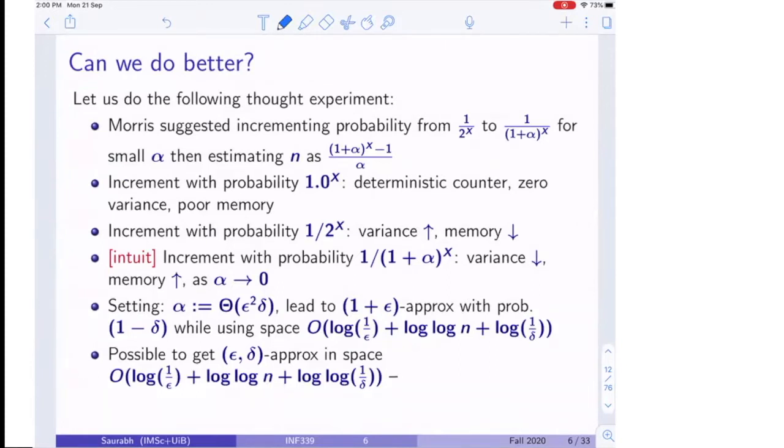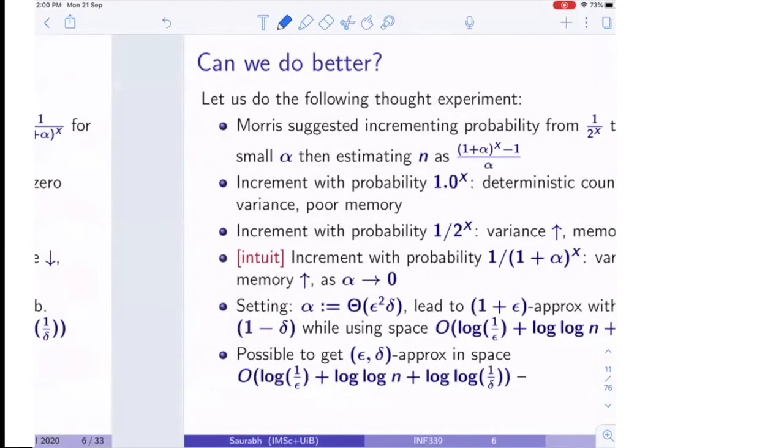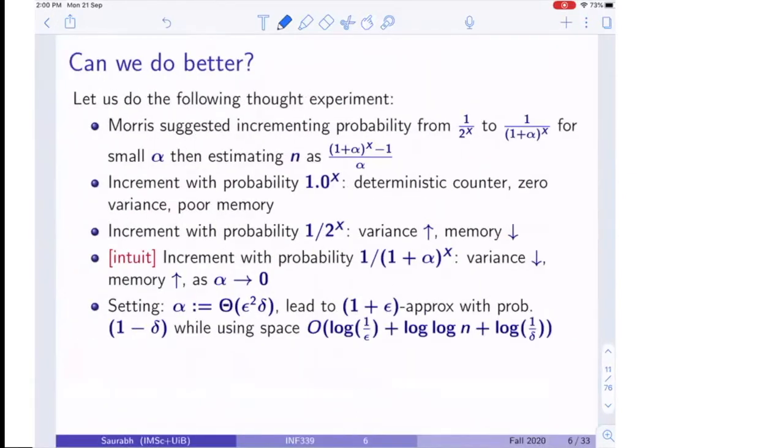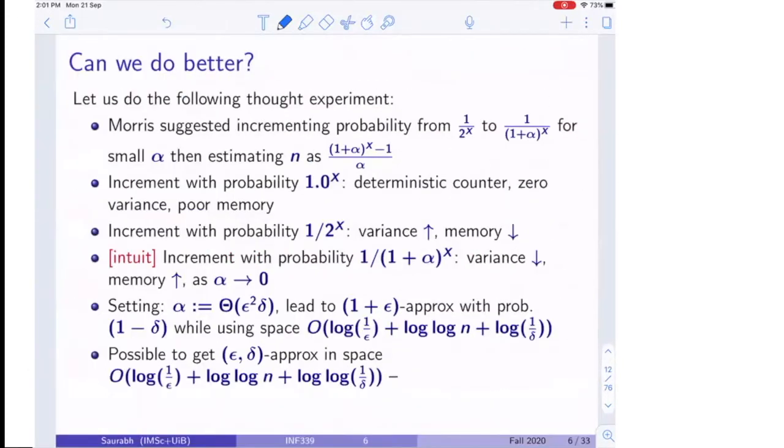So you see, by just setting this, you can also get the dependence on epsilon to be log 1 over epsilon. But log n will not go away, because that is the size of the numbers which we are going to store. But the other dependence can be made log 1 over delta. And very recently, people have been able to get an epsilon-delta approximation in space log 1 over epsilon plus log n, and the dependence on log 1 over delta is like log 1 over delta.